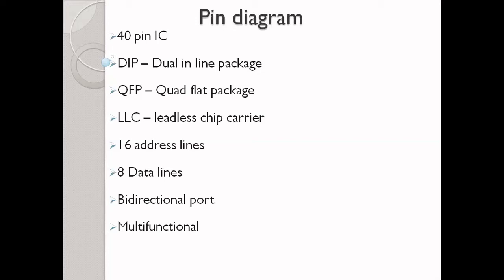This 8051 microcontroller consists of 16 address lines and 8 data lines. Address lines are used to transfer the address from one device to another device. Data lines are used to transfer the information from one device to another device. The 16 address lines are called the address bus. The 8 data lines combined together are called a bus. Bus means a group of lines combined together to transfer the address or data or control signals, etc. That is called a bus.